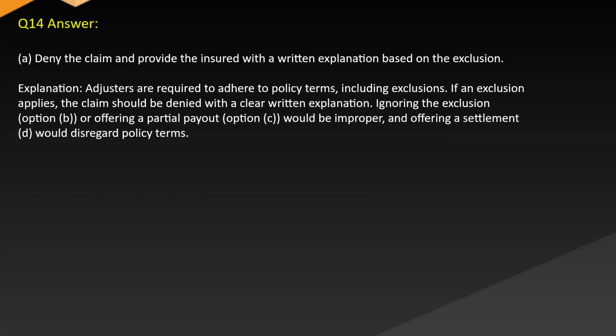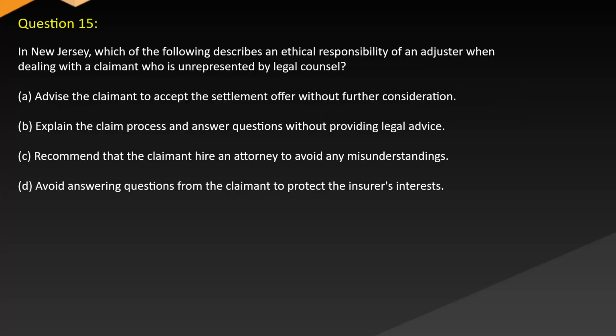Answer A. Deny the claim and provide the insured with a written explanation based on the exclusion. Explanation: insurers are required to adhere to policy terms, including exclusions. If an exclusion applies, the claim should be denied with a clear written explanation. Ignoring the exclusion, option B, or offering a partial payout, option C, would be improper, and offering a settlement, D, would disregard policy terms.